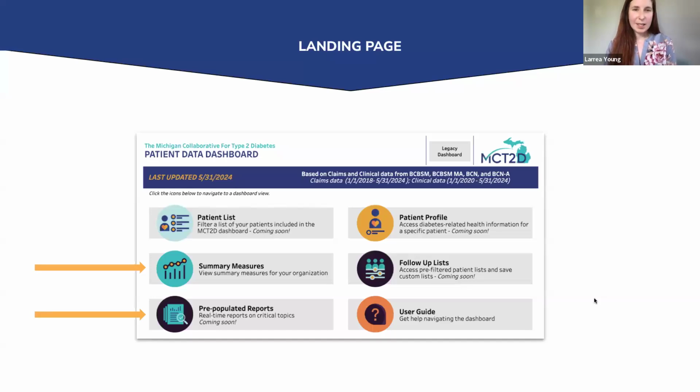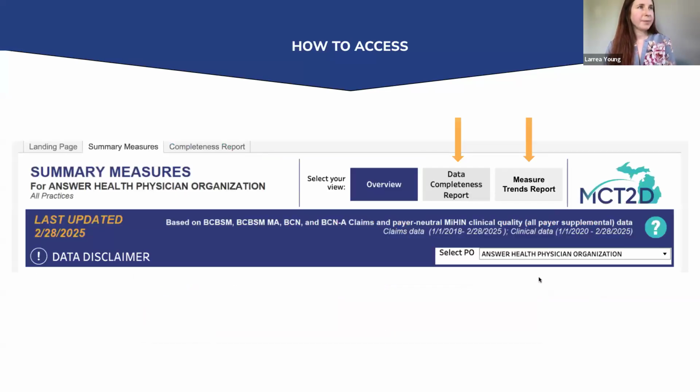And you'll be able to access these from two places on the Dashboard 2.0 landing page. You can click Summary Measures, and that will take you to the Overview page, and you'll be able to access them from there. Or you can click this Pre-populated Reports button, which will go live, and that will take you directly to the reports as well.